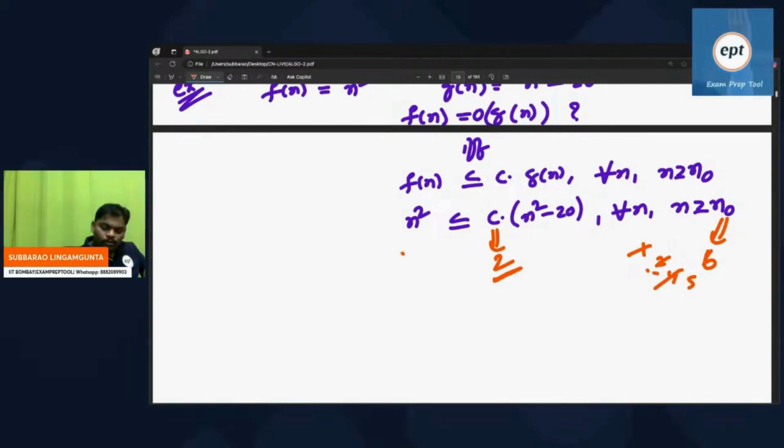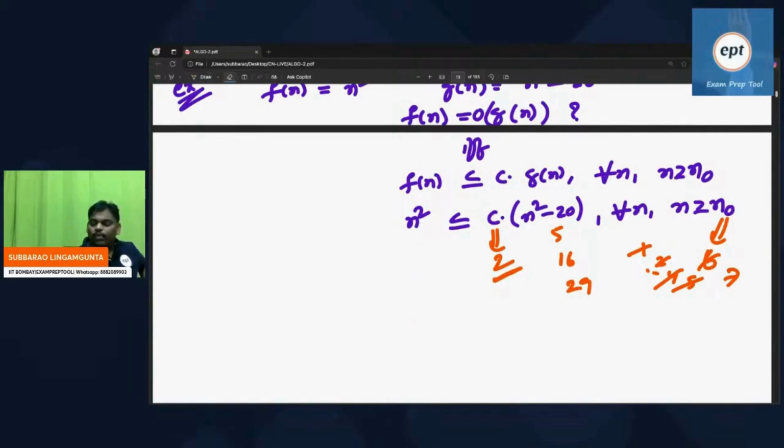If I take 5, left side is 25, right side is 25 minus 20, so 5, and 5 into 2 is 10. Anyhow fails. Take 6: it is 36, right side 36 minus 20 is 16, 16 into 2 is 32. So fails. Let's take 7. 7 squared is 49, 49 minus 20 is 29, 29 into 2 is approximately 58. I think it works from 7 onwards.